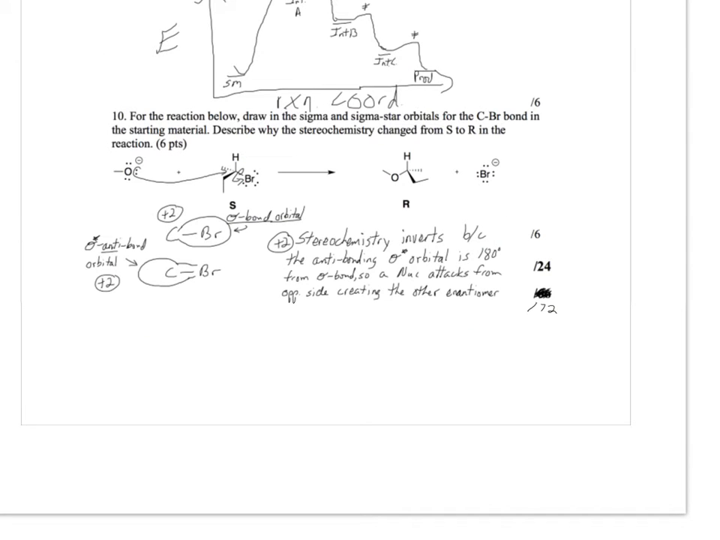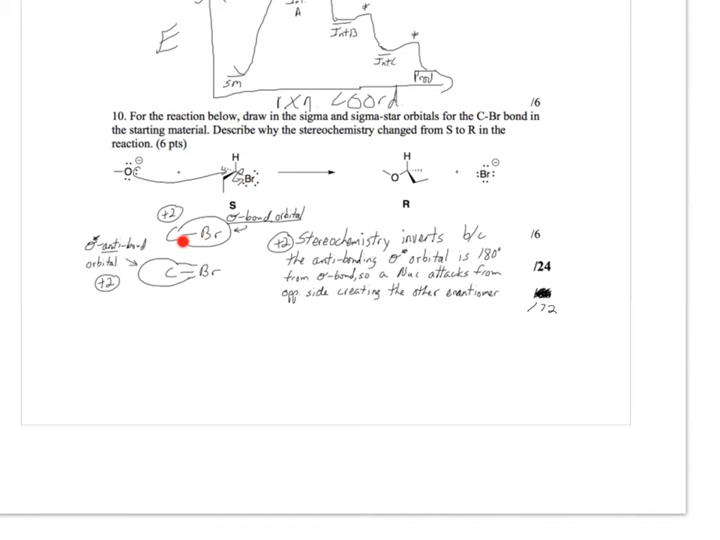So number 10, for the reaction below, draw sigma and sigma star orbitals for a carbon-bromine bond in the starting materials. Describe why the stereochemistry changed from S to R in the reaction. So we're giving you the product, so S to R. The reason why it changed is because sigma star is 180 degrees away from this carbon-bromine bond.